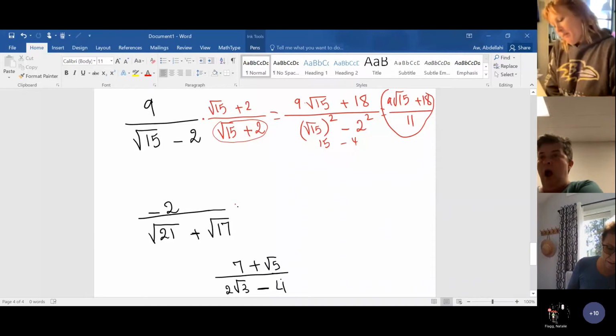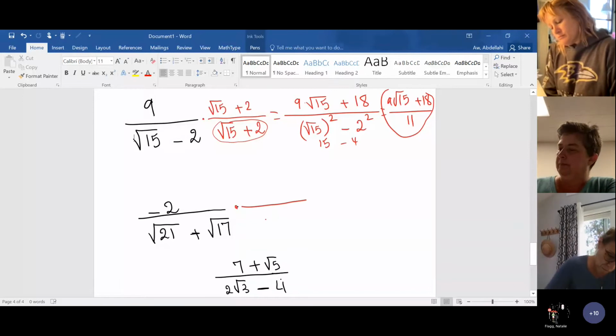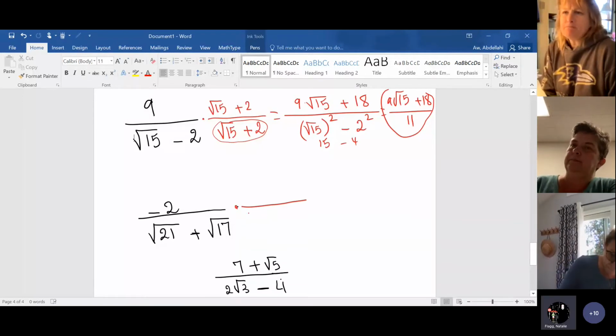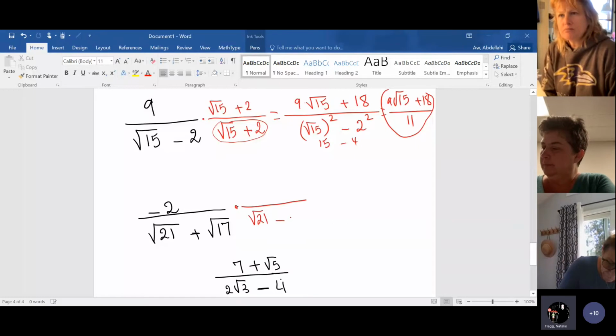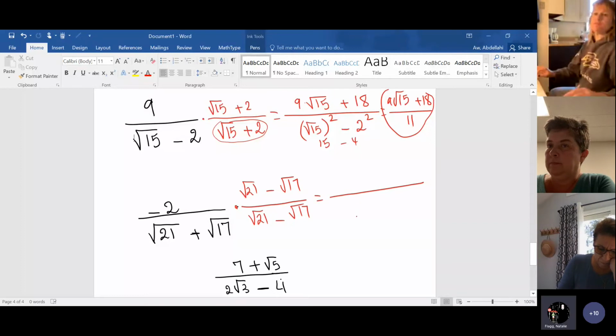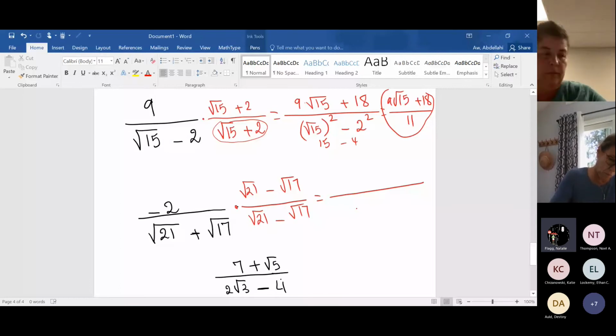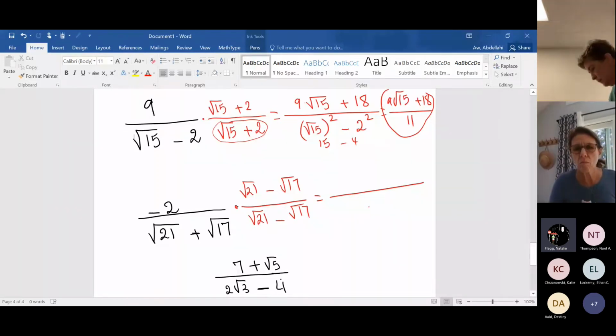Okay, the next one, we have to multiply and divide by what number? Somebody tell me. Square root of 21 minus square root of 17. Thank you. And you have to do it at the top and bottom, right? So now, what's going to be your new denominator? It's going to be 4. Where does the 4 come from? From squaring both square root of 21 and square root of 17. It just makes them the number without the square root sign. It's going to be 21 minus 17, which is 4. That's my new denominator.